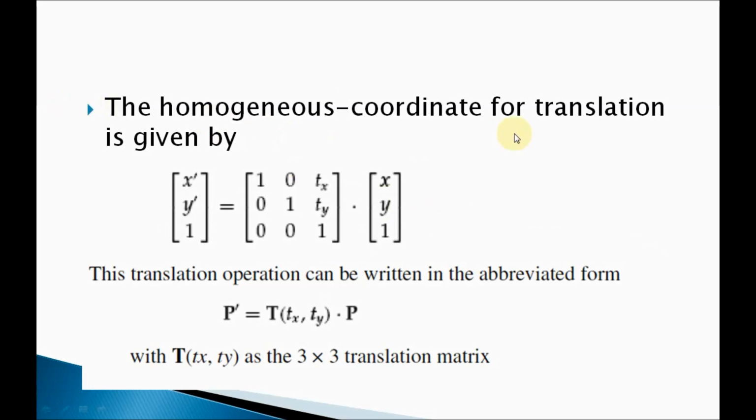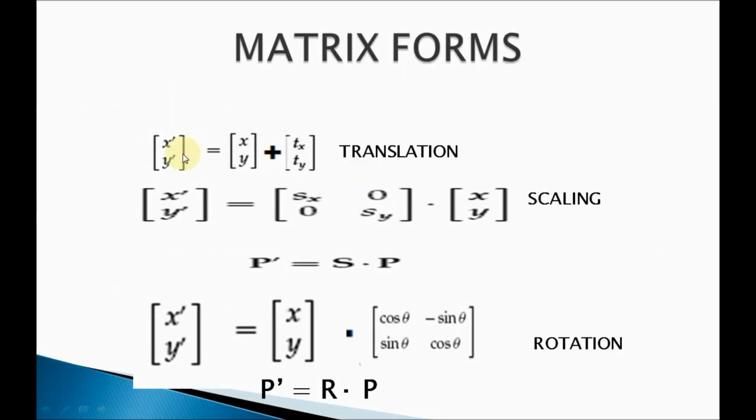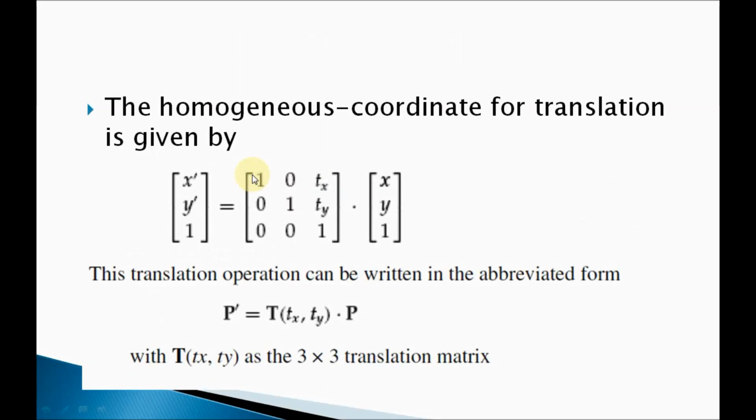Now you can see here, this is the homogeneous coordinate form for translation. I am converting my 2 by 2 translation matrix into 3 by 3. You can see the 2 by 2 form, x dash y dash is equal to x y plus tx ty. So I am converting this: x dash, y dash, 1 equals the matrix 1 0 tx, 0 1 ty, 0 0 1, times x, y, 1. Now you can ask a question: sir, this format is completely changed. No, this format is not at all changed. I will do the matrix multiplication here.